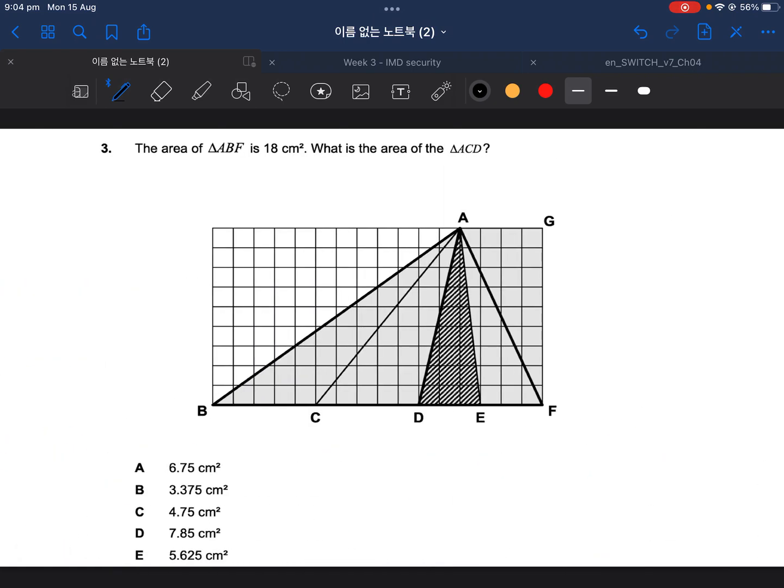Let's go on to the third question. Now, this question is actually pretty difficult in the sense that, yes, we know how to find the area of a triangle, but that's not all we need, right? We need more. What do I mean by that? Well, we need a tactic for this question.